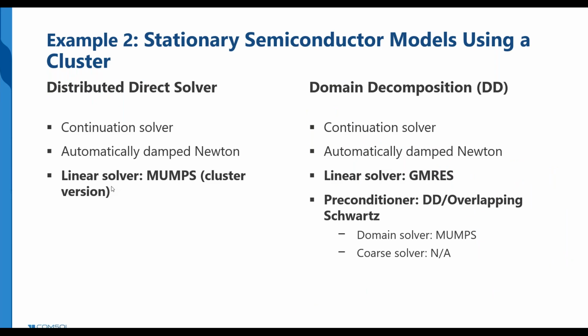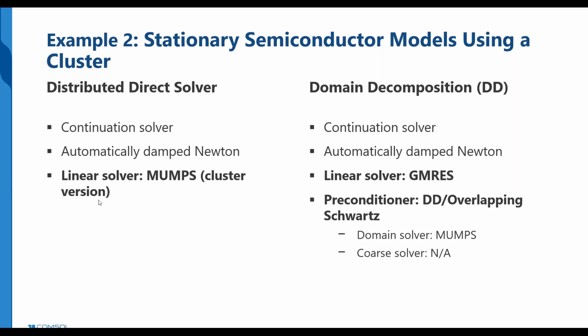So before I show you the convert to domain decomposition, I will give you another example, because in many cases, iterative linear solvers are not an option. You have to stick with the direct solver. Here is an example from the Semiconductor Module, where the coupling is strong, the nonlinearities are difficult, and they have to stick with the direct solver.